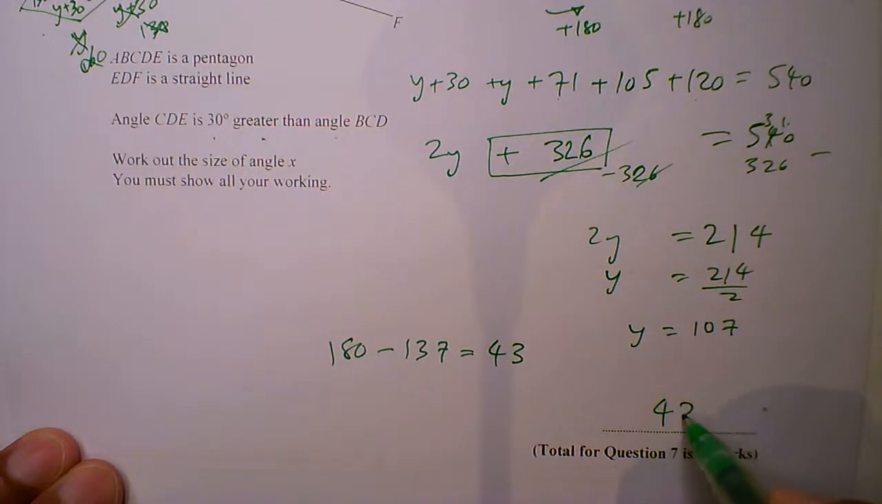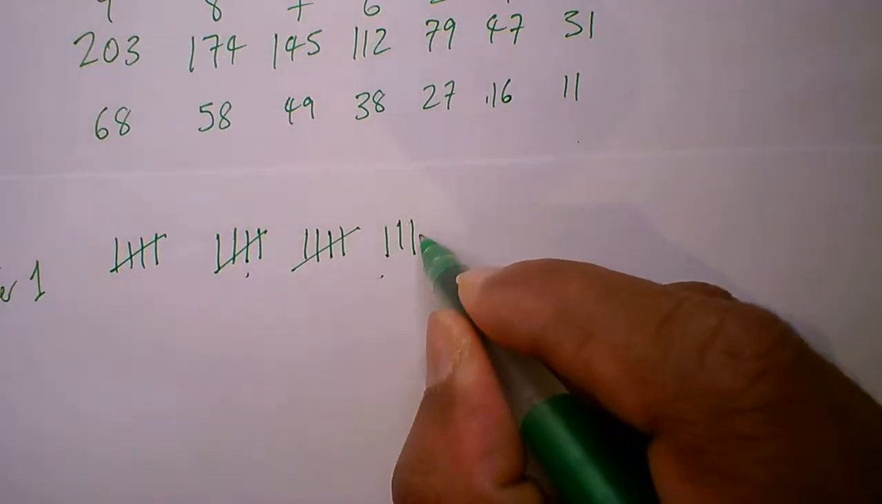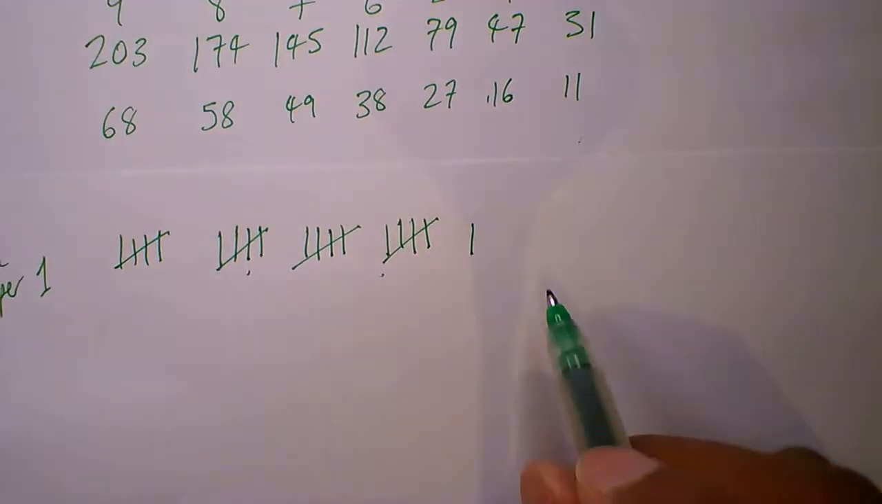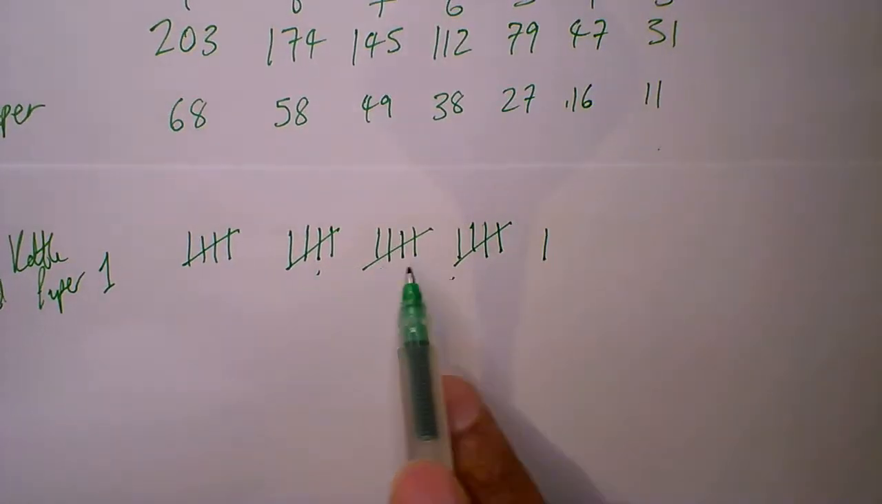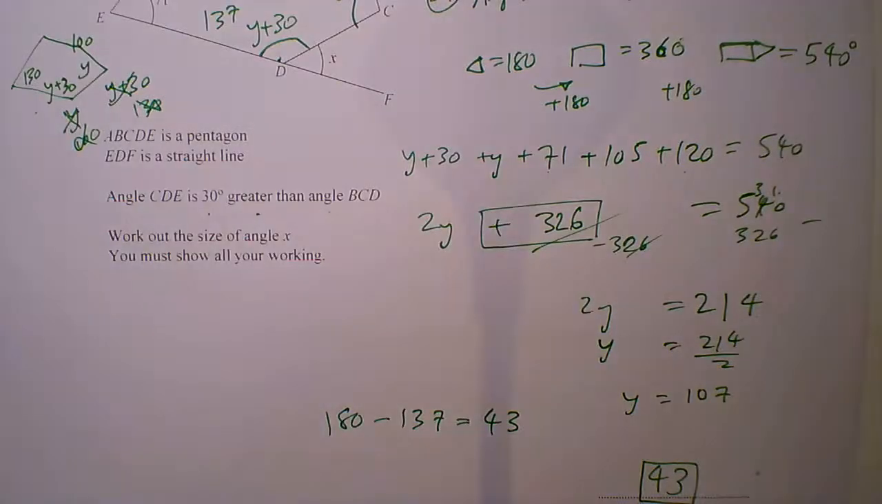So there's quite a lot of working out for that question there. 4 marks. 1, 2, 3, 4 marks. So I've got 5, 10, 15, 21 marks. I need 6 marks to get to that grade 5.